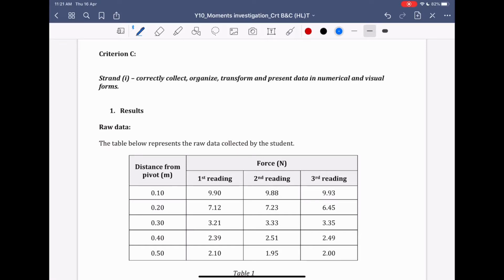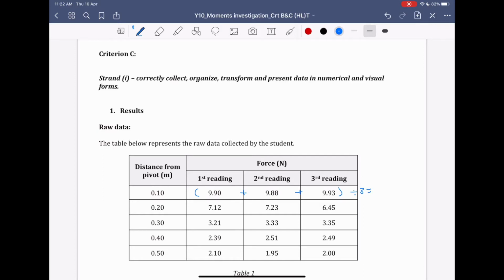Now for criterion C, this is my raw data, and as you can see, we have the distance from pivot in meter, and we have 3 readings for the force. What you need to do is to find the mean of the readings for the 3 forces. So you will just add them together, divide by 3 for each reading, and then you will get a number. Let me do it. 9.90 plus 9.88 plus 9.93, all divided by 3.